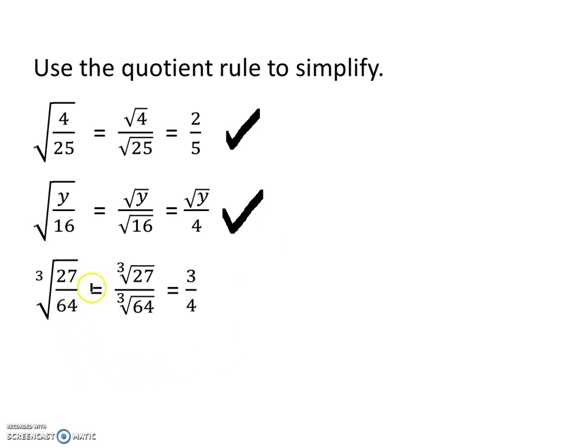We have the cube root of 27 over the cube root of 64. Well, the cube root of 27 again is 3, and the cube root of 64 is 4. So our answer is 3/4.